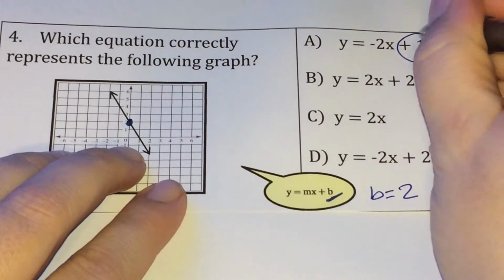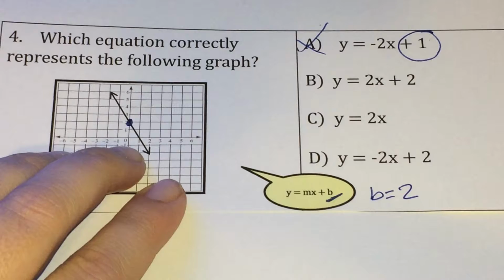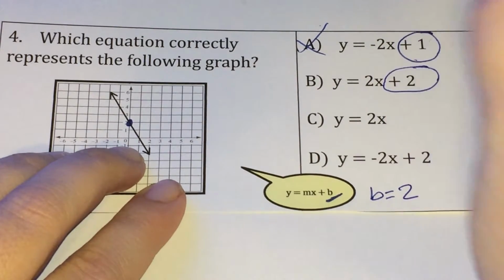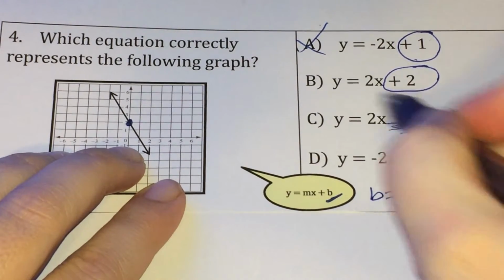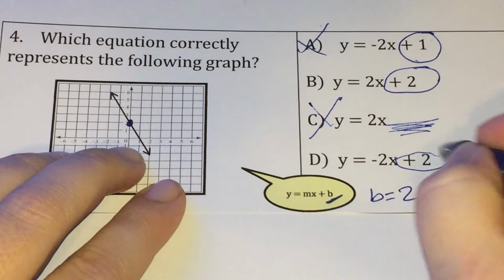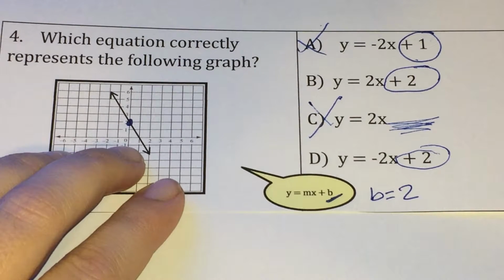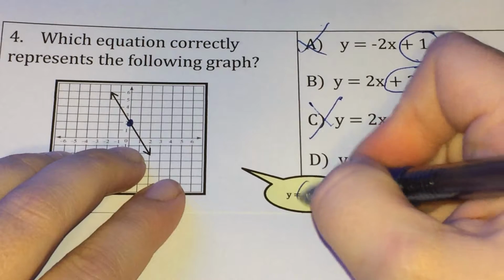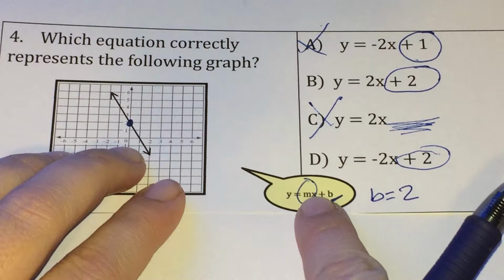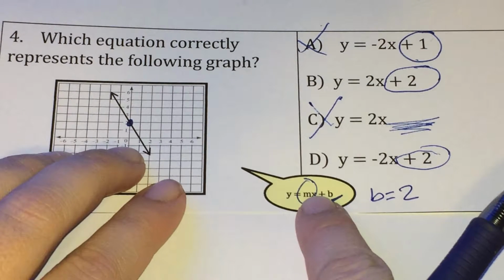Let's see, this b says positive 1, so that's not a right answer. This b says positive 2. This one doesn't even have a b, so that's wrong. And this one says positive 2. For the second part, we need to know the slope. What's our m? What's our slope? And remember, that's rise over run.